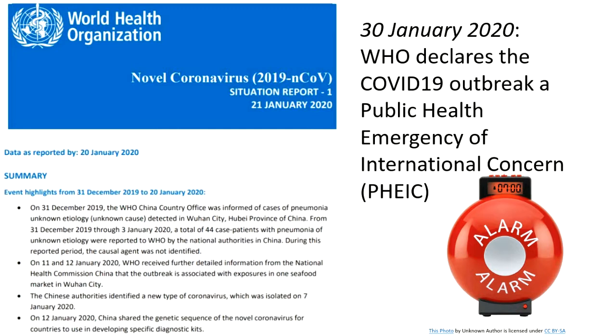Hang on, we've got an issue here. Okay, bear in mind the dates. 21st of January was when the WHO issued a situation report to the world that we've got an issue. But it was on the 30th of January, so this is more than a month after the first cases in China appeared, when the WHO declared COVID a public health emergency, 30th of January.